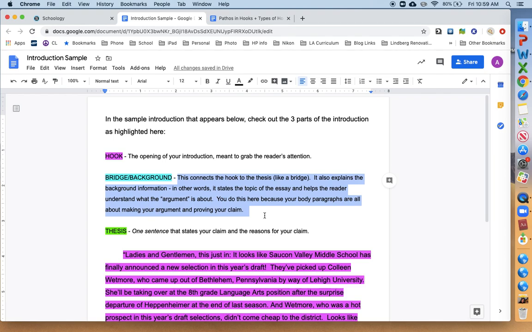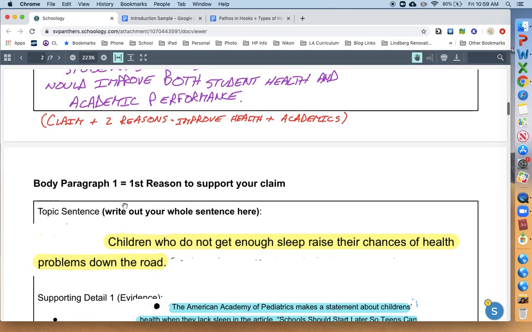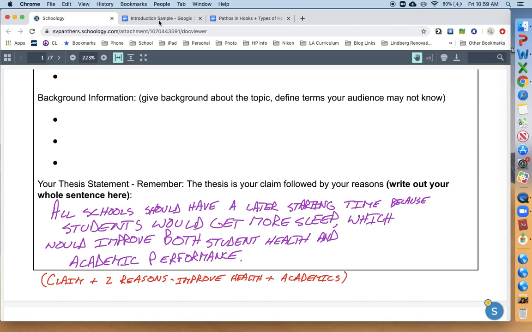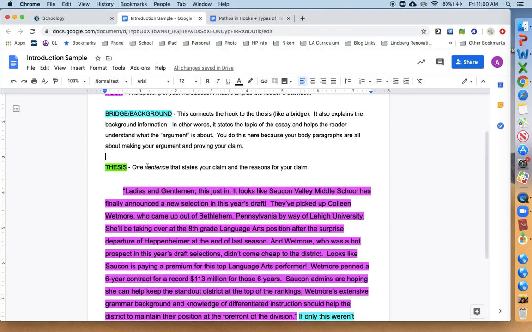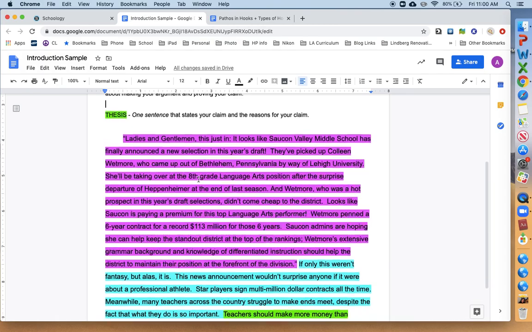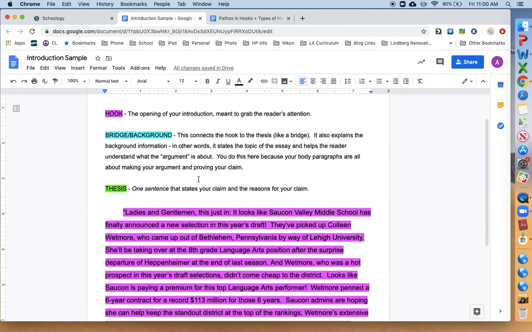You do this here because your body paragraphs are all about making your argument and proving your claim, right? Once you get into the body of your essay, you're then saying, here are my reasons and all of that. You've already told them the topic and all of that. That's coming in the introduction, and that's what you're doing in that background place. And then finally, I end with the thesis. It is one sentence that states your claim and the reasons for your claim. If you have a thesis that's more than one sentence, you're going to lose points because I've told you 97 times to do one sentence.